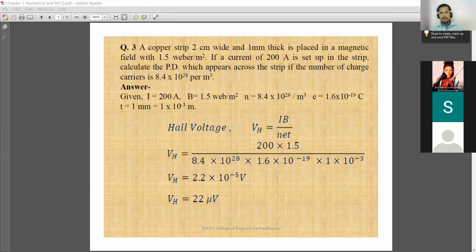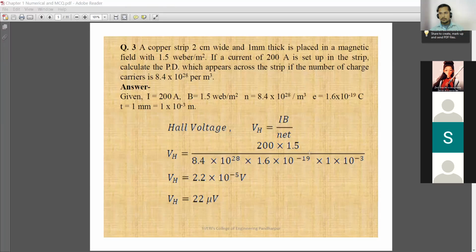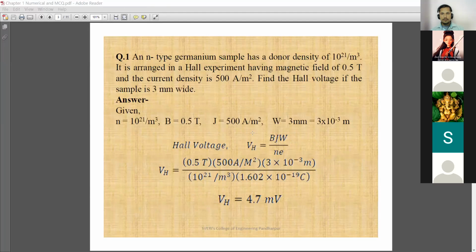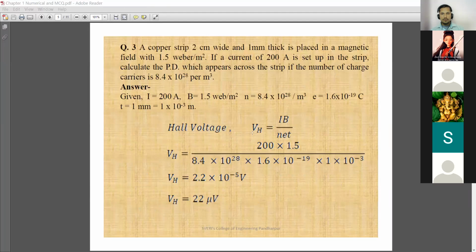Okay, so this PPT is visible to you. Yesterday we started discussing the MCQ numerical part. We have completed the first two, so let us start the third one. I read it first.